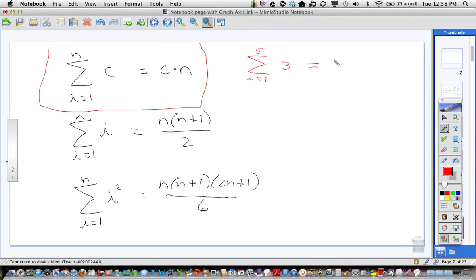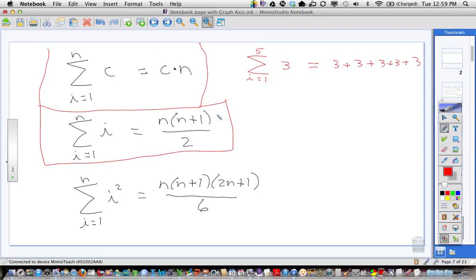When i is a 1, what do you get? 3. When i is a 2, 3. When i is a 3, right? I mean, there's no i even in the problem. It's just a constant. So you're adding up 3 how many times? 5 times. 3 times 5 is 15. So whenever you've got a constant, from 1 to n, you simply take the constant times how many of them you're adding up. Pretty simple. Okay? The second one here is the one we just did.